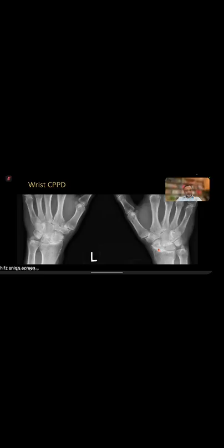You can see that it is bilateral and symmetrical. It can be asymmetrical, of course. And when you see that, look for any calcification. You may not see calcification always, okay? But you see this appearance of the radiocarpal joint involvement.